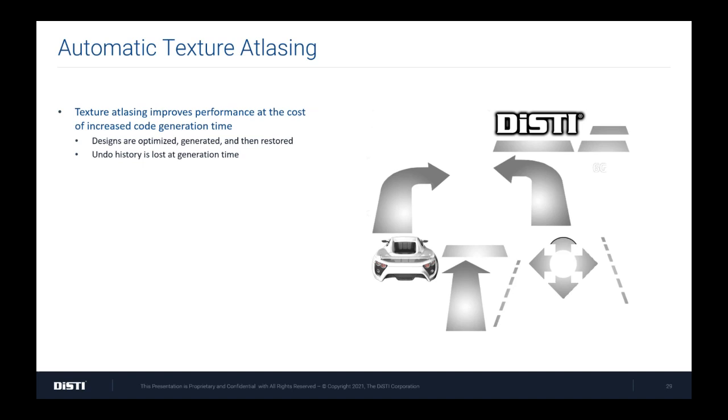So over here to the right is an example of an atlas. You can see all the different parts of the HUD tutorial content that are all in one image rather than individual images. So when this feature is enabled, your design will be optimized, generated, and restored. Noting that this does slightly increase code generation time and undo history is lost when this occurs. So it is recommended to enable this feature when you're ready to release, so that you get the benefit of the optimization at release time while being able to still iterate quickly at debug time and development time.